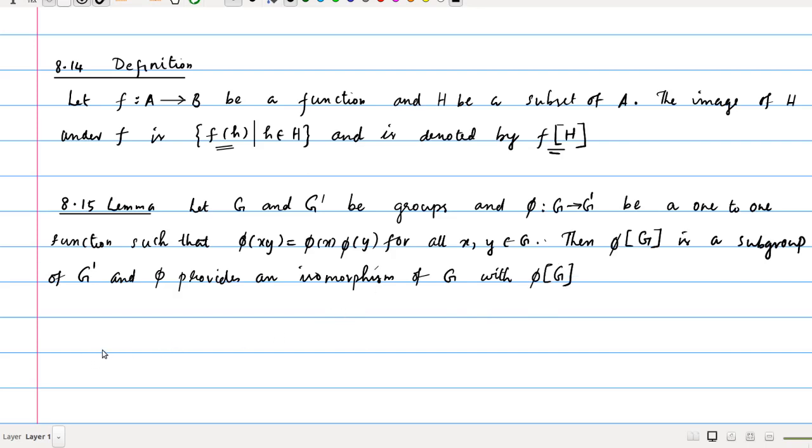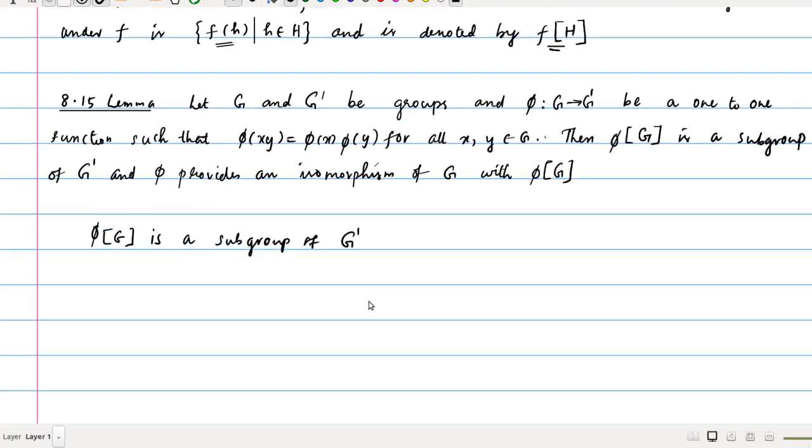So first we prove that phi of capital G is a subgroup of G prime. This is what we have to prove. First we have to observe the closure property of phi of G under the binary operation of G prime. So we start with two arbitrary elements x prime and y prime of phi of G.